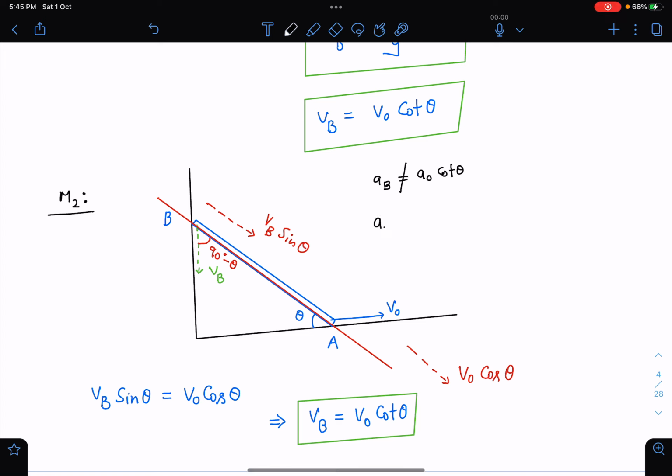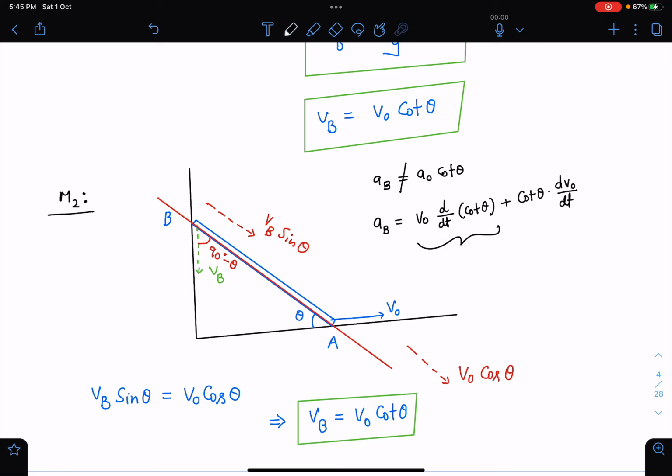So this will become AB, and that will come as first function into differential of second plus second function into differential of first one. So that is the reason, if the endpoints are having acceleration, in that case we cannot use AB is equal to A naught cot theta, because this term will come, and which is non-zero in this case.